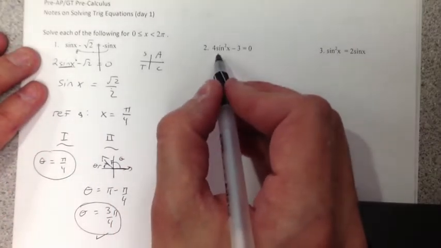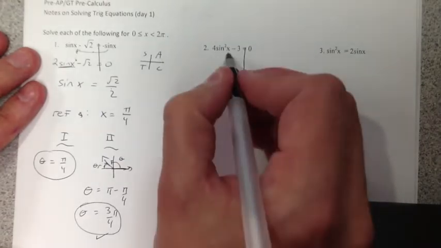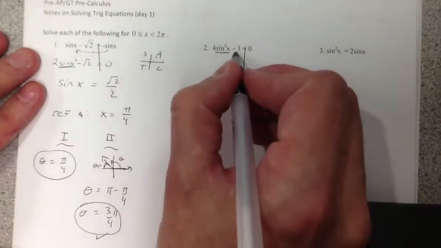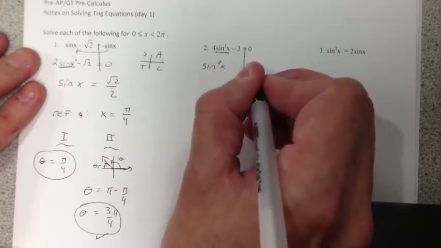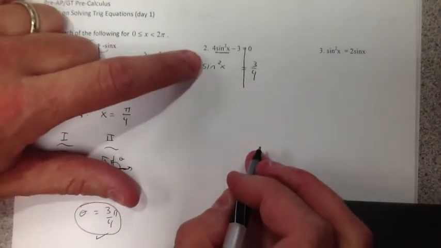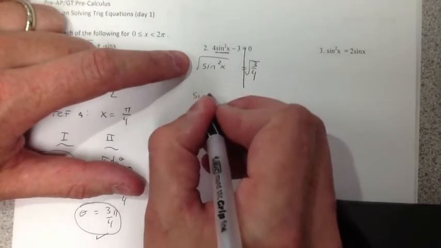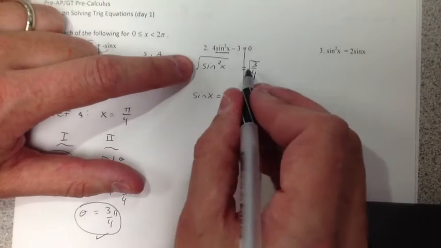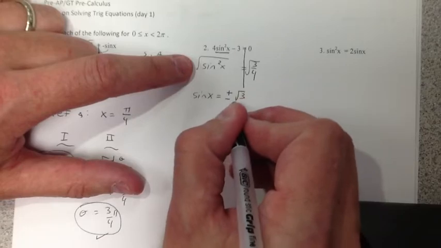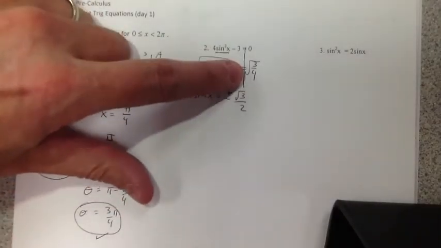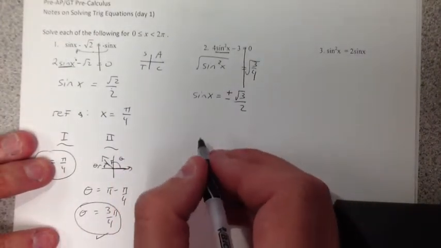All right. Number 2. We have 4 sine squared minus 3 equals 0. So solving it, just like anything else, we're going to isolate the sine. So I'm going to add 3 and divide by 4. So I get the sine squared of x equals 3/4. Now we have to undo the square, which means we have to take the square root. So we get the sine of x equals, we get two answers here because we take the square root. We get the positive or the negative square root of 3 over 2. The square root of 3 we can't simplify, but the square root of 4 is just 2, so we can just rewrite it.